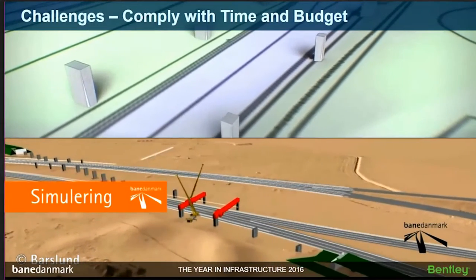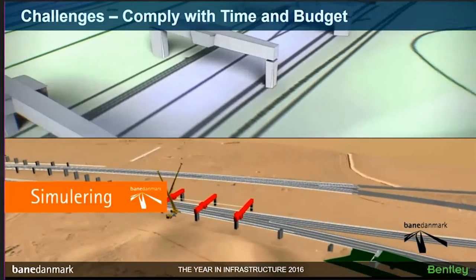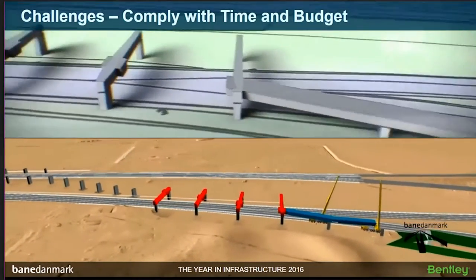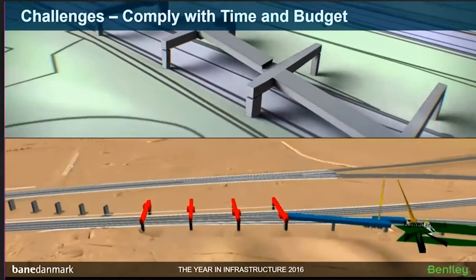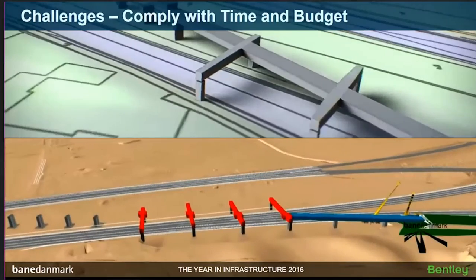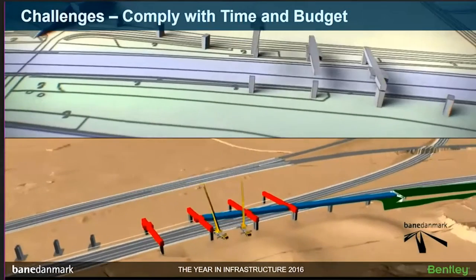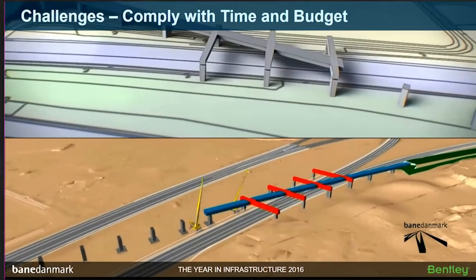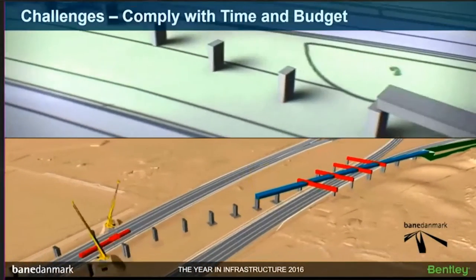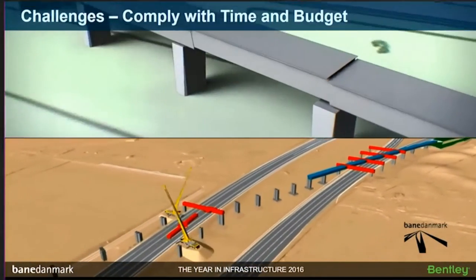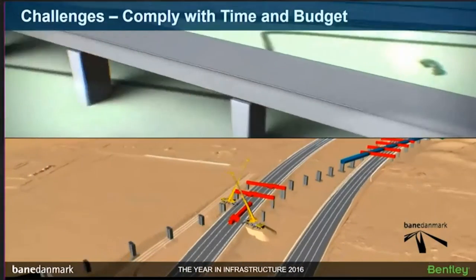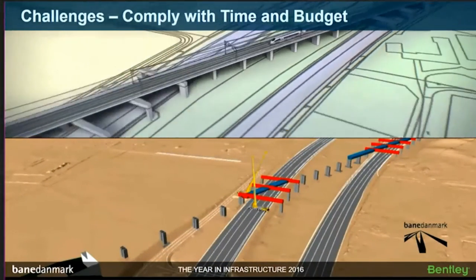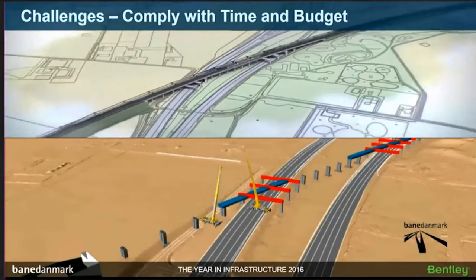Another challenge is complying with time and budget. Having these 3D models, our contractors were able to simulate the building process, the construction process. In this case, it is a railway bridge over a very crowded motorway. So using these models, they made some simulations which made it possible not to interrupt the traffic too much, and then optimize the whole process.